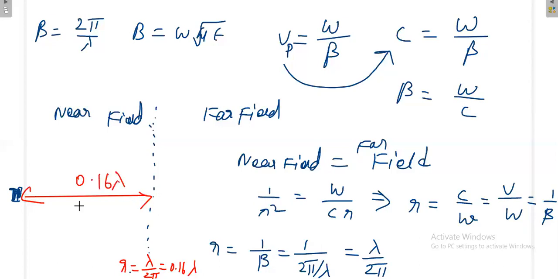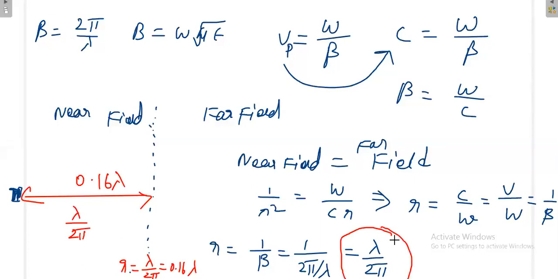From near field you are going to the far field. Up to this distance you are at near field. After this you go to the far field. So lambda divided by 2 pi. That's why I asked you to remember this finally. 2 pi by lambda, you just take the opposite. Lambda divided by 2 pi, you simply remember like this. Near field and far field separation. That's the idea.